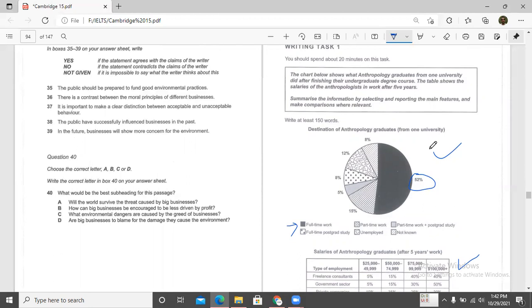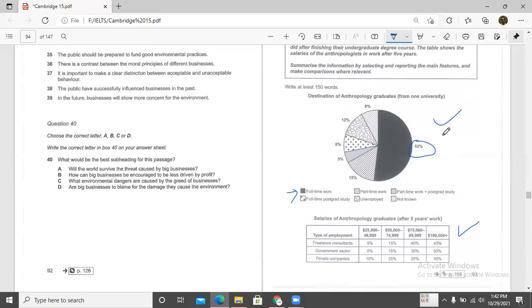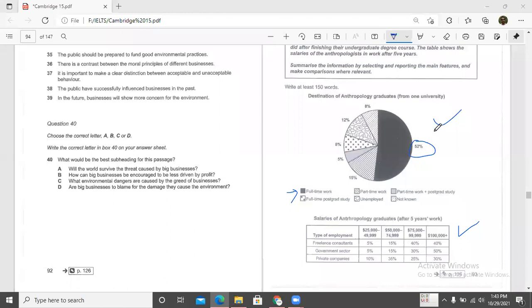Then it's okay. At the same time, how many sentences should be there? Because we have two graphs here, one pie chart and one table. So I think one sentence can have the data from the pie chart, and the other sentence can have something about the table in the overview.